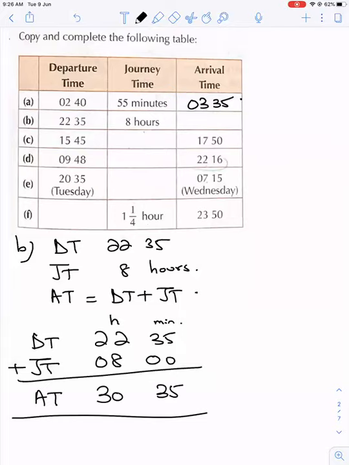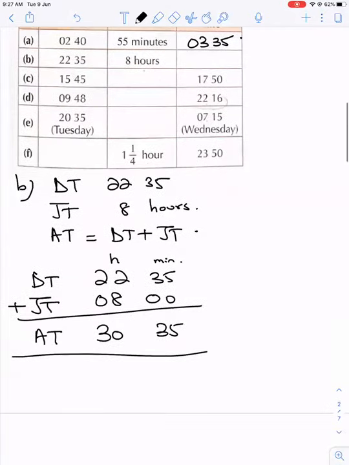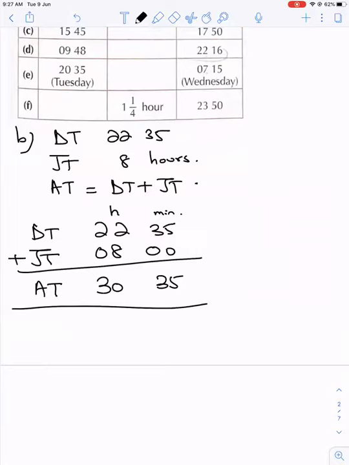The journey started at 22:35, and in the 12-hour clock, it's 10:35 p.m., and it lasted for 8 hours, so that the next day actually started. Now, whenever the next day starts, the clue is that the arrival time will exceed 24 hours. In that case, to get the time of the next day, you will subtract 24 hours from the time which you're getting after the solution. Okay, so we're going to subtract 24 hours from this arrival time.